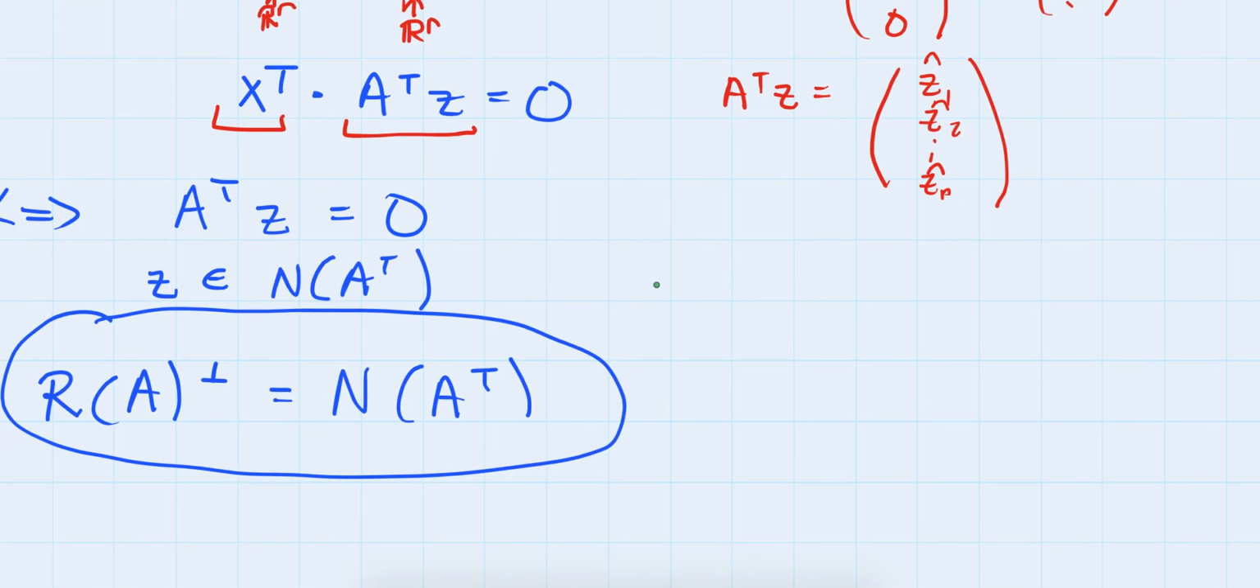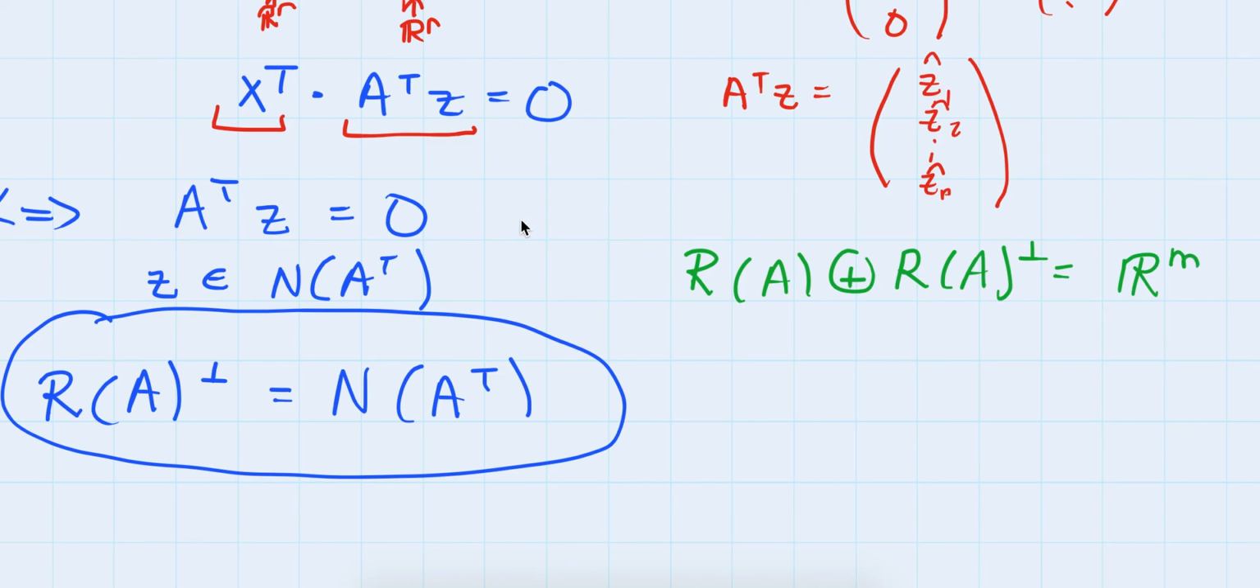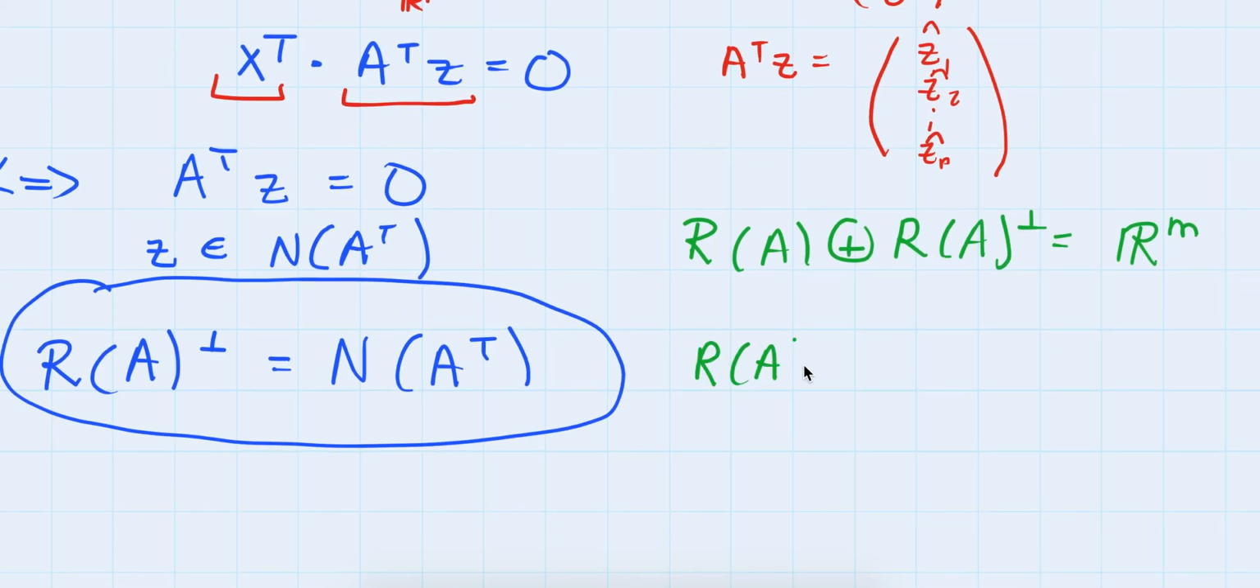So what does that tell us? We know that the null space plus its orthogonal complement, let's do the range. The range plus its orthogonal complement is all of Rm. But from that you can see that the range plus the null space of the transpose is all of Rm.